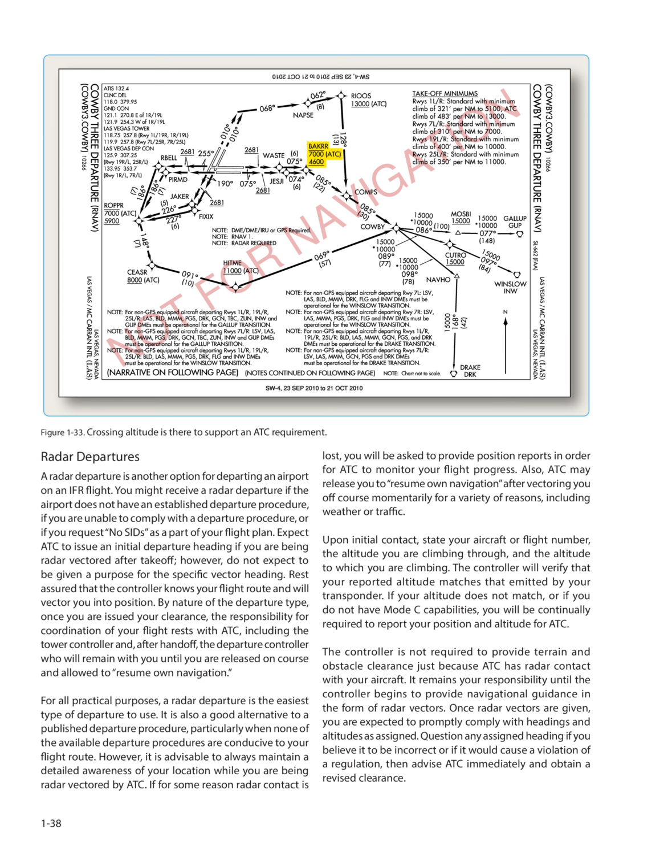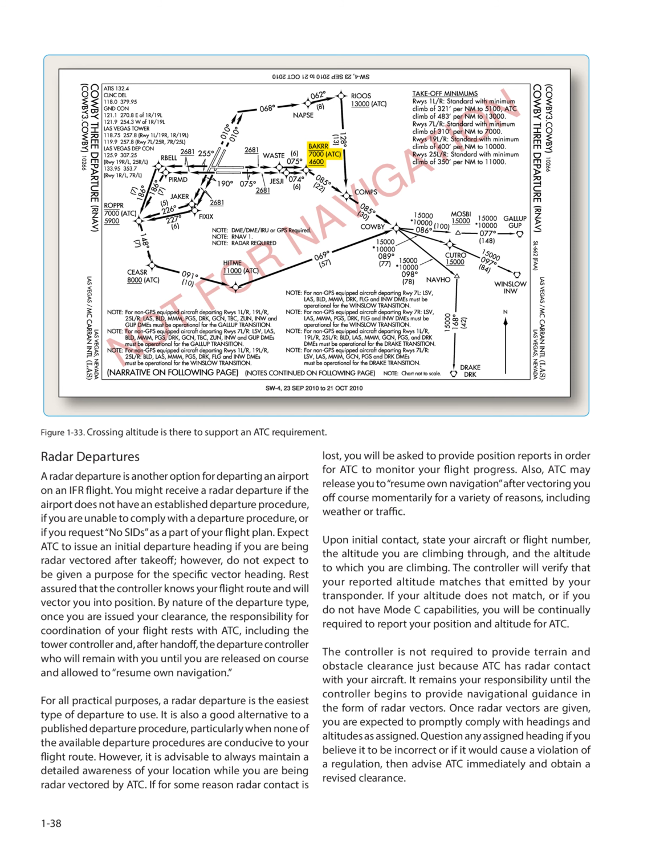By nature of the departure type, once you are issued your clearance, the responsibility for coordination of your flight rests with ATC, including the tower controller and, after handoff, the departure controller, who will remain with you until you are released on course and allowed to resume own navigation. For all practical purposes, a radar departure is the easiest type of departure to use. It is also a good alternative to a published departure procedure, particularly when none of the available departure procedures are conducive to your flight route.